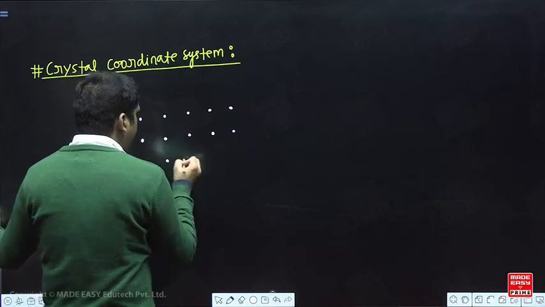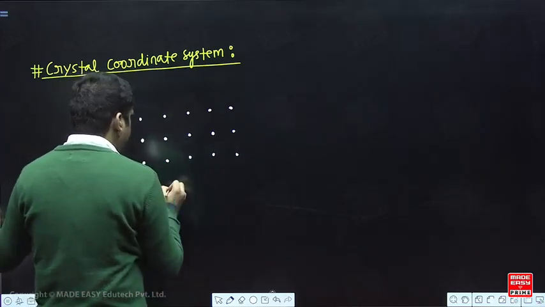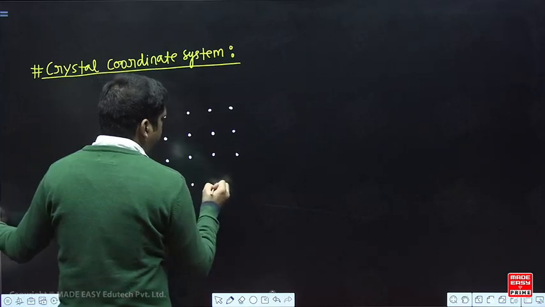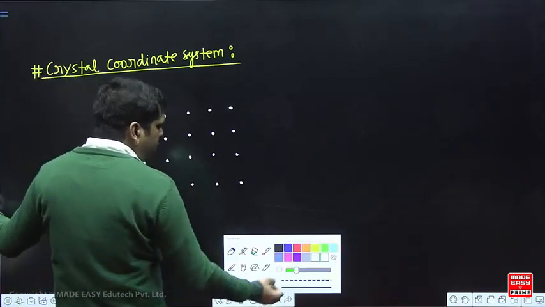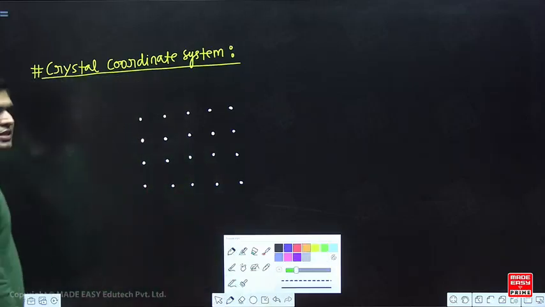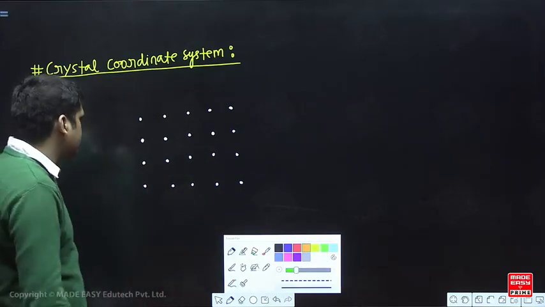So if you want to define a coordinate system in the crystal, how can you define? That is what we want to discuss here. First of all, you have to select any unit cell. So select any unit cell, a conventional unit cell.